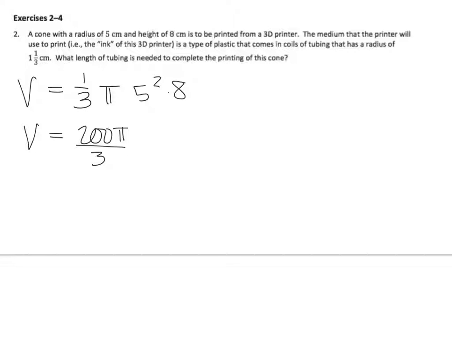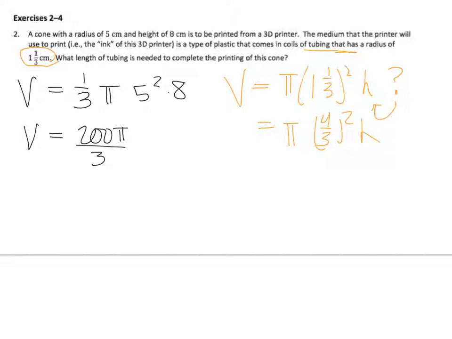now as far as the medium, like what shape is this? This tubing is a long, long cone. We don't know the height of the cone though, right? So the volume of the cone is pi r squared times h. We don't know our h. So let's simplify this. I've got pi, let's do that 4/3 squared times h, which is 16 over 9 pi over 9 times h.